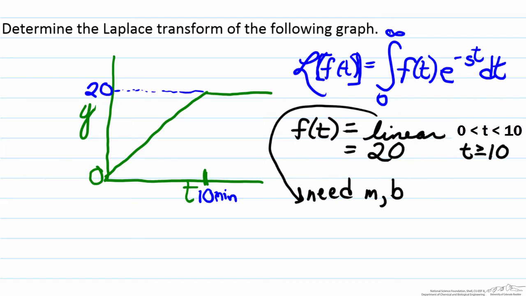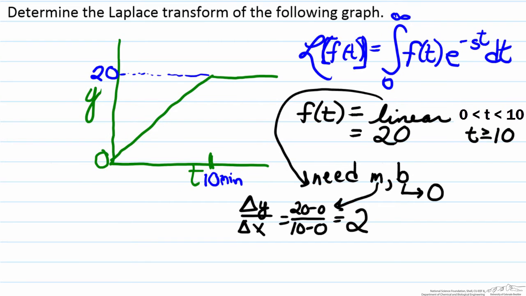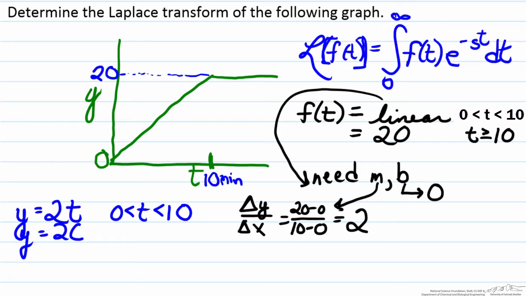the intercept b. Based on the diagram, it's quite straightforward to determine that the y-intercept here is 0. And then for the slope, we'll have the change in y over the change in x, which is going to equal 20 minus 0 divided by 10 minus 0. So therefore, the slope here is 2. So we can restate our piecewise function as y, which is f of t, equals 2t from 0 to 10, and that y will equal 20 for all times greater than 10.